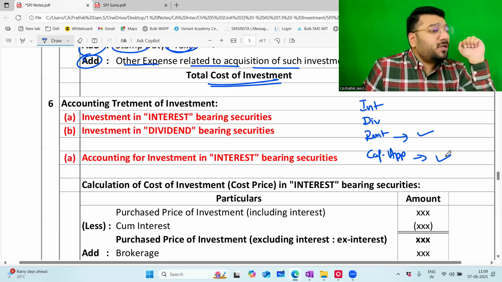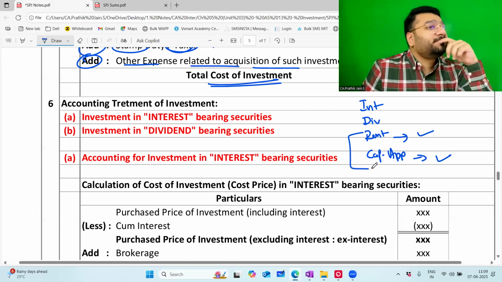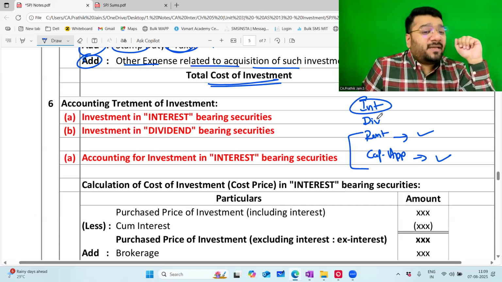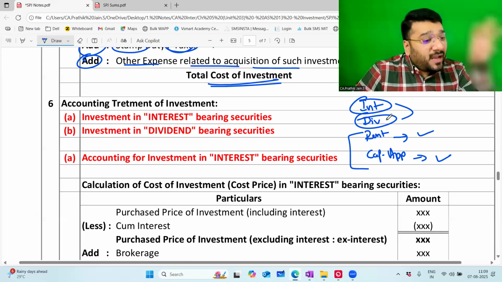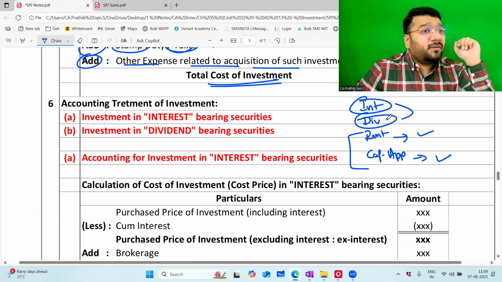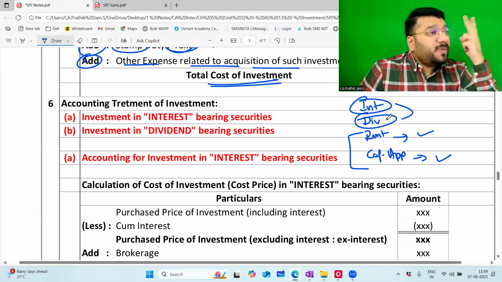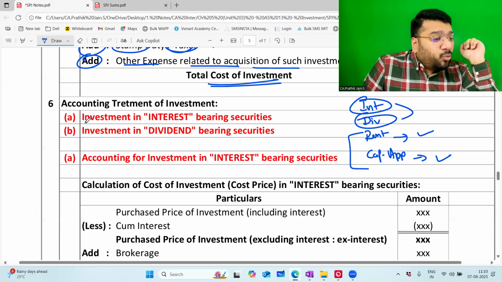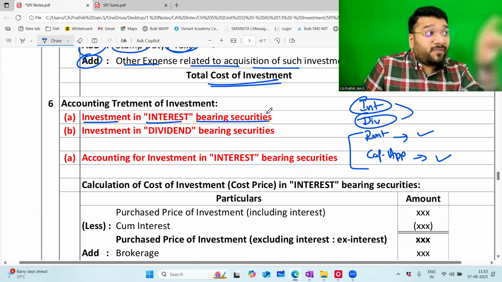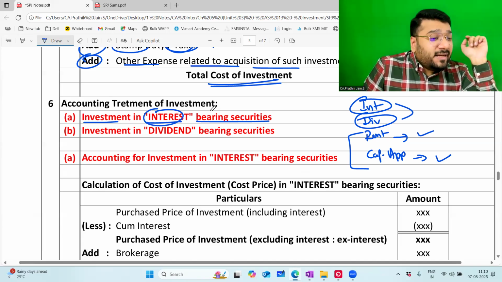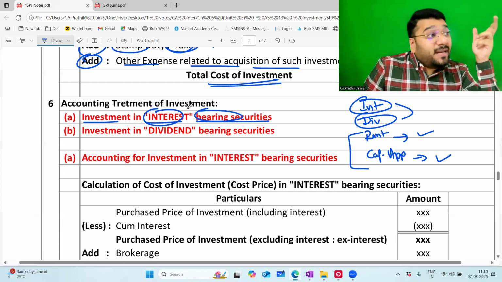So AS 13 has not spoken anything about these two. However, when it comes to interest and dividend, there is a lot of complication involved. So AS 13 is going to give you specific guidance on interest and dividend. There are two broad concepts covered in AS 13 from the examination point of view. First is how to do accounting for investment in interest-bearing securities.